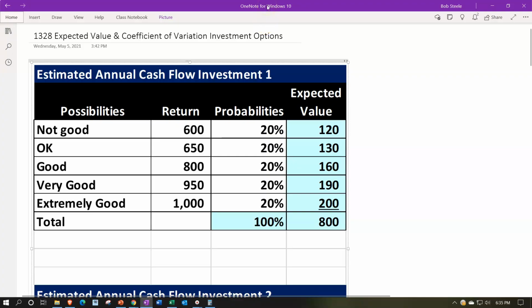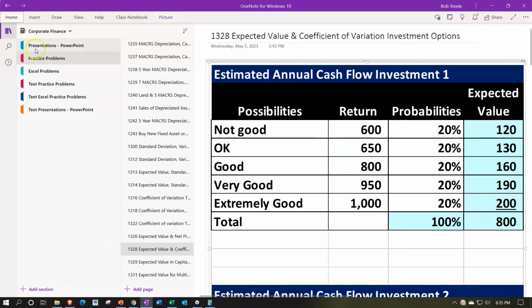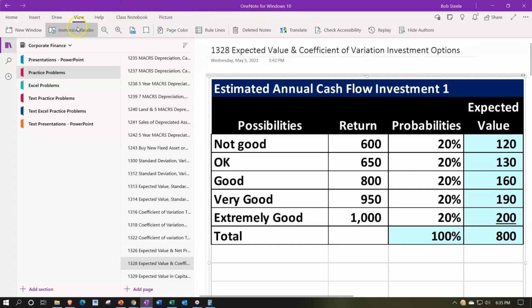If you have access to OneNote and would like to follow along, you're not required to, but if you would like to, we're in the icon on the left-hand side, Practice Problems tab, down in the 1328 Expected Value and Coefficient of Variation Investment Options tab. Also note, when using OneNote, take a look at our immersive reader tool.